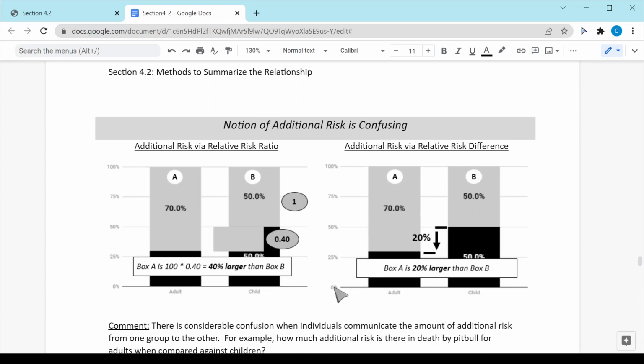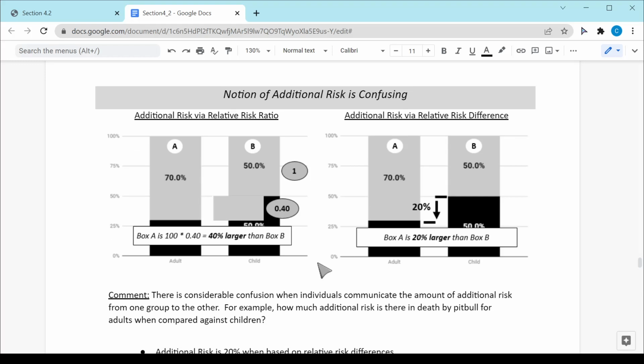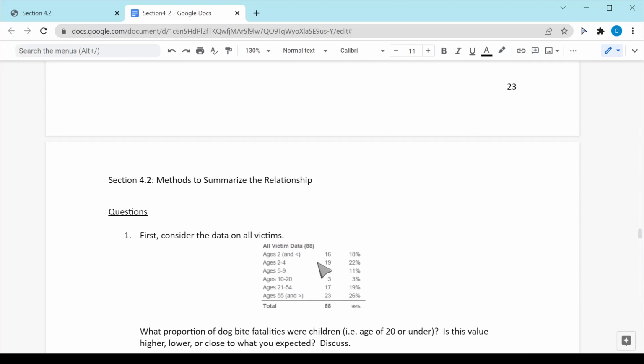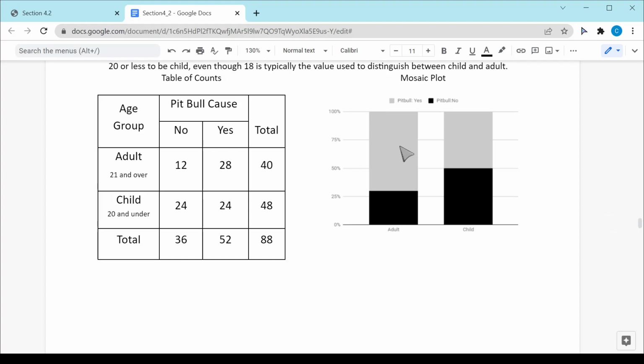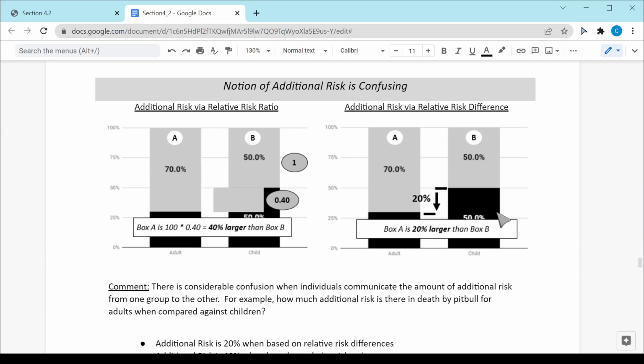Let's talk a little bit about something that can be quite confusing out in the real world, and that is the notion of the additional risk. So if we do a risk difference, this box was 70%, we said, and this box was 50%. So that difference is 20%. So if we want to talk about the notion of additional risk, one way that we could do that is just that it was increased by 20%.